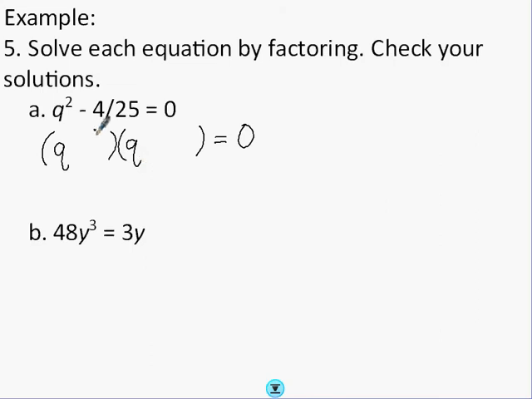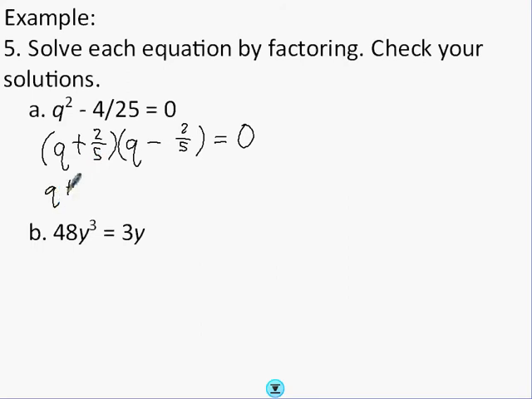The square root of 4 is 2, and the square root of 25 is 5. One is plus, the other is minus. Now, I have something times another thing equal to 0. So I know that one of these two is equal to 0.